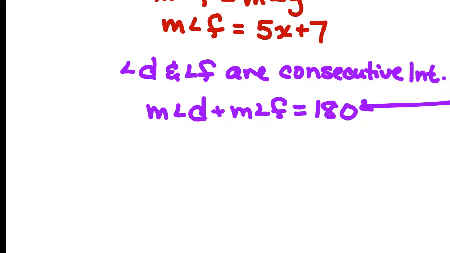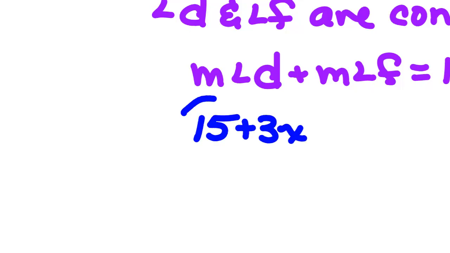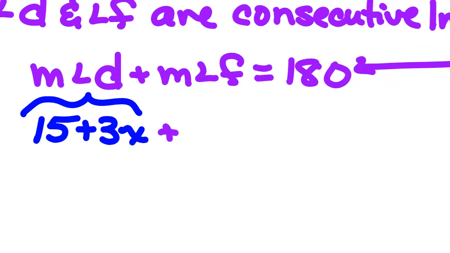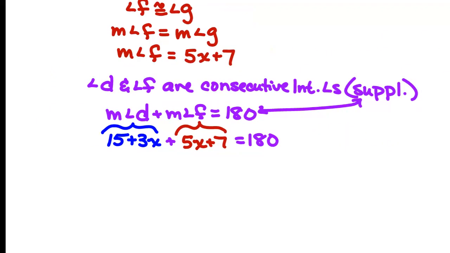What is the measurement of angle D? (15 plus 3x). And what is the measurement of angle F? 5x plus 7 equals 180. What do I do from here to solve it?